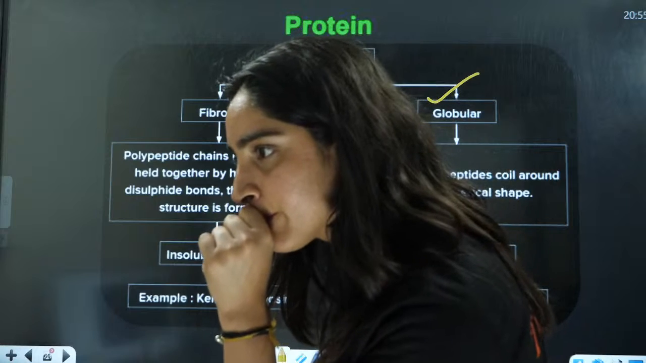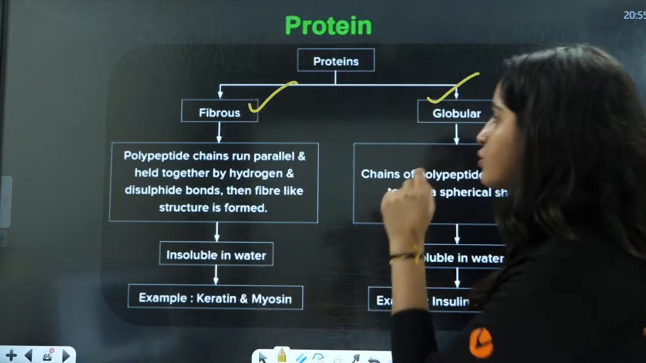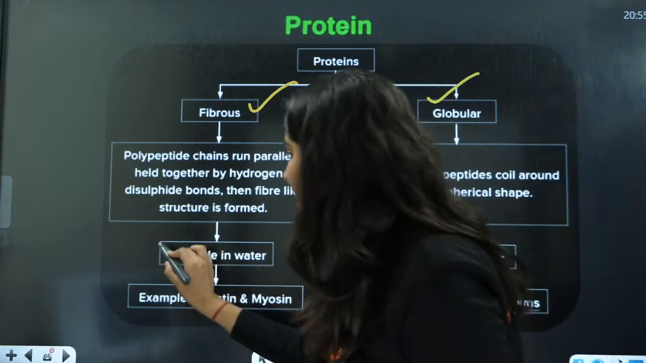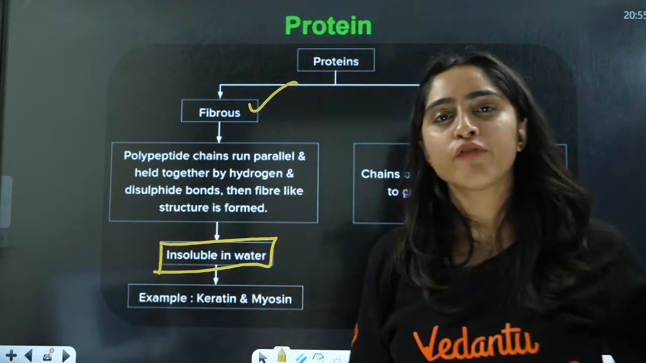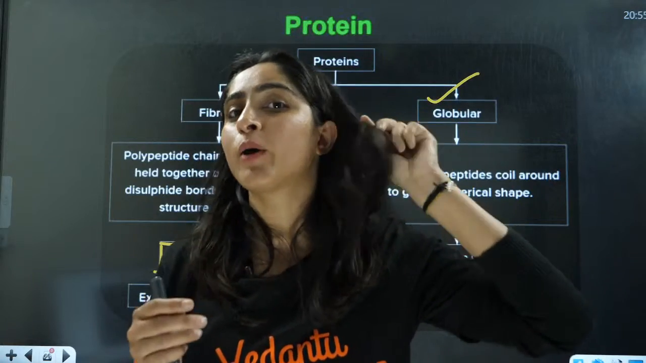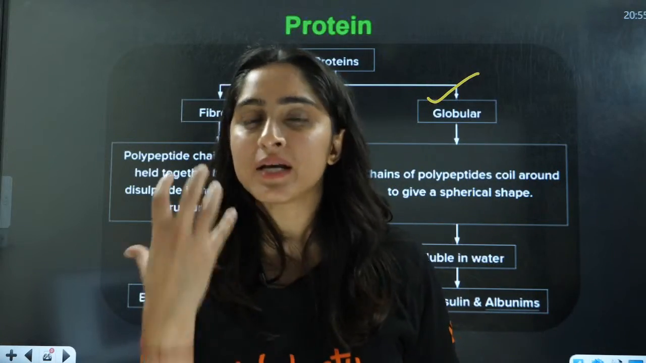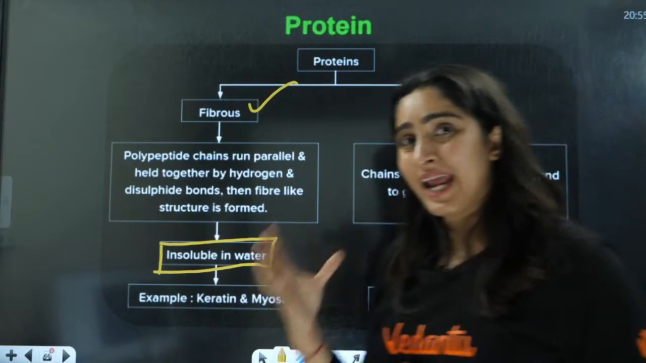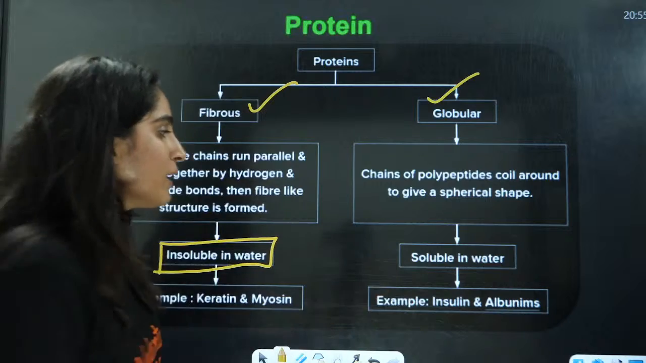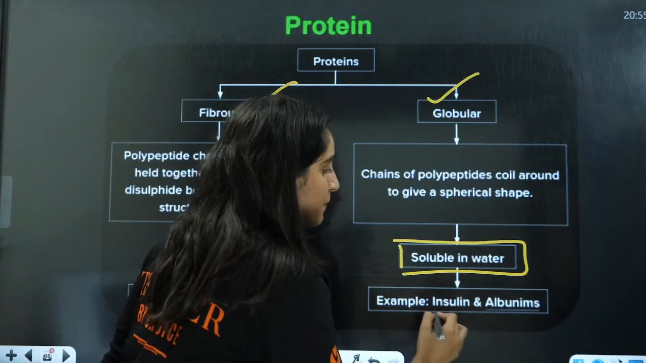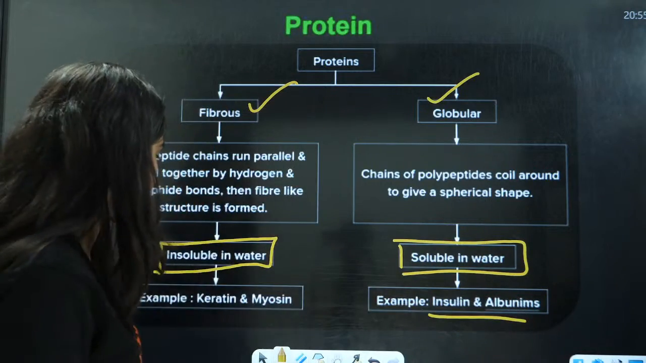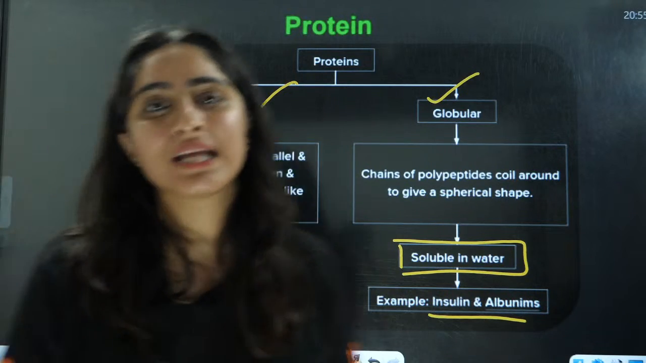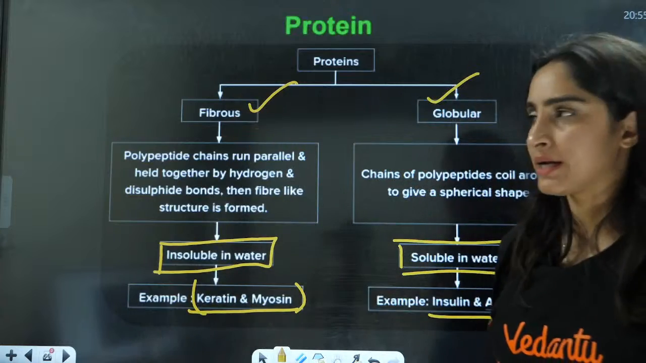So now we are talking about fibrous and globular. The fibrous proteins are insoluble in water. If you talk about your nails and your hair, they have fibrous proteins. And the proteins that are soluble in water are, for example, insulin and albumins. Keratin is in hair, and there is myosin. These are your fibrous units.